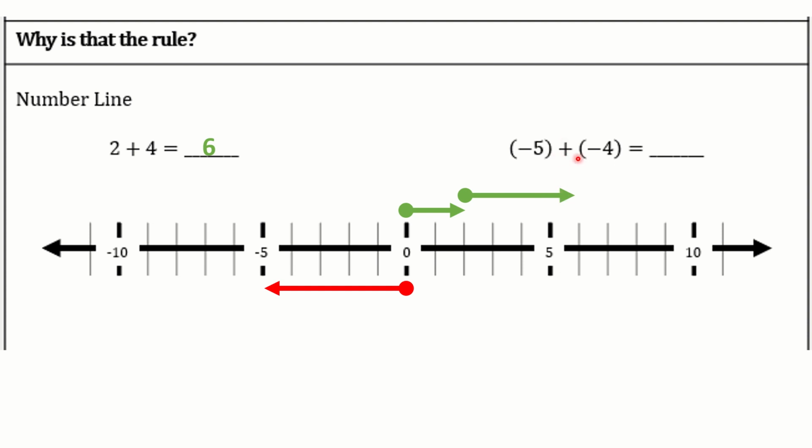However, when we add and then have a negative, the negative sign tells us to turn around. So instead of going to the right, we're going to turn around and go to the left. And we're going to go to the left 4 spaces. So we're going to start at negative 5 and go 1, 2, 3, 4. And we end up here at negative 9.